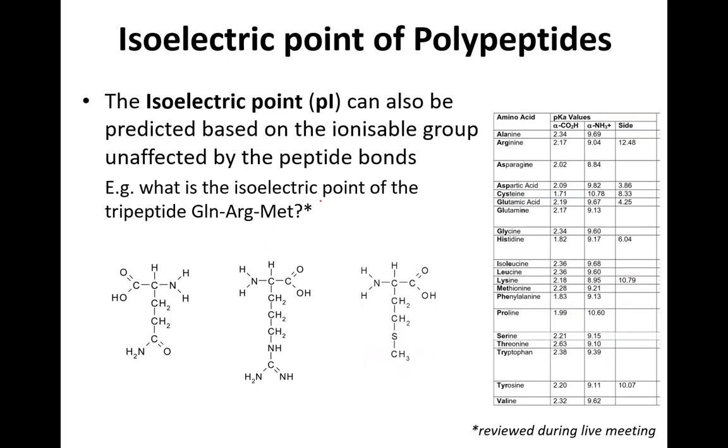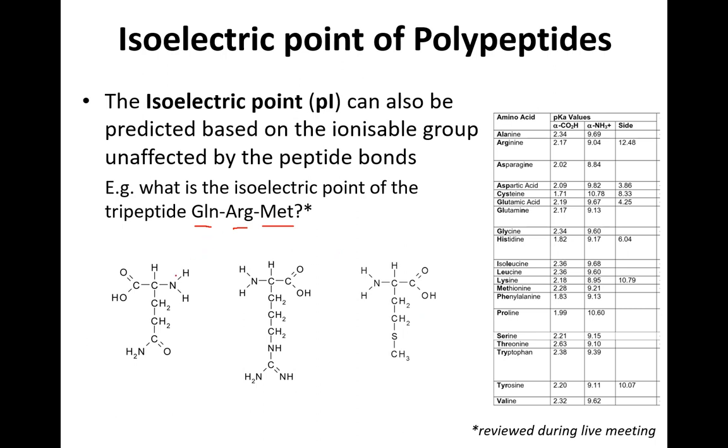Now, these can also be predicted. Until now we talked about a single amino acid, but these can also be predicted for a peptide. You can have as many amino acids attached together. But for example, if you have a tripeptide like the one given here, glutamine, arginine, and methionine being joined together, you could actually calculate it the same way.